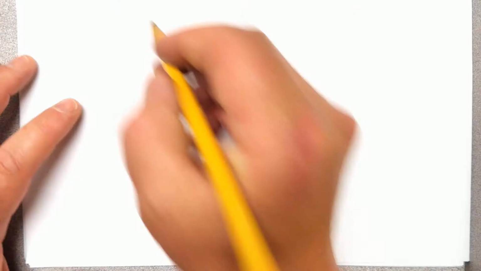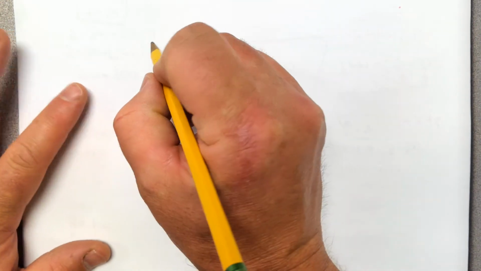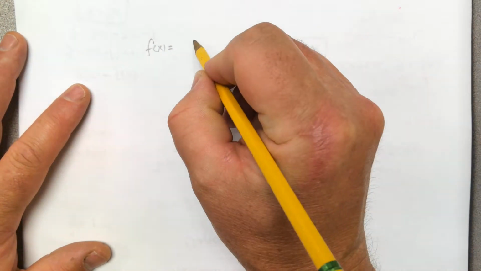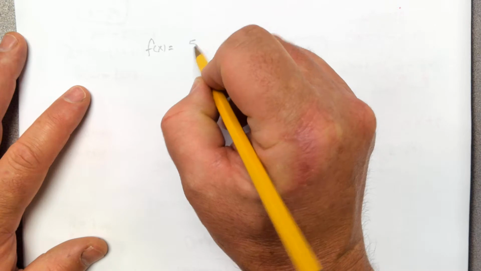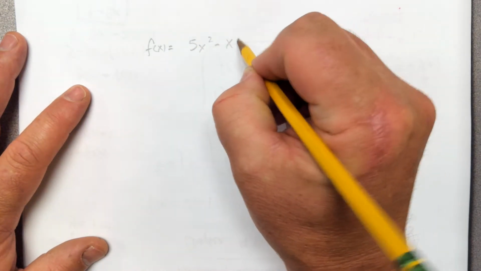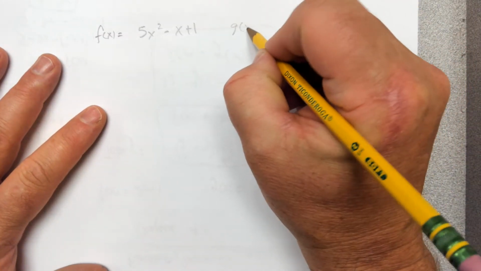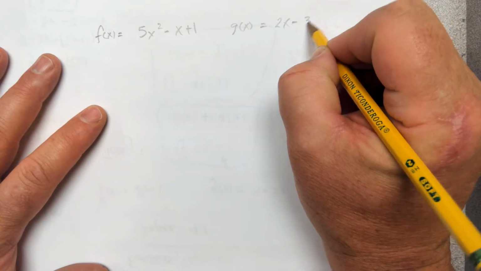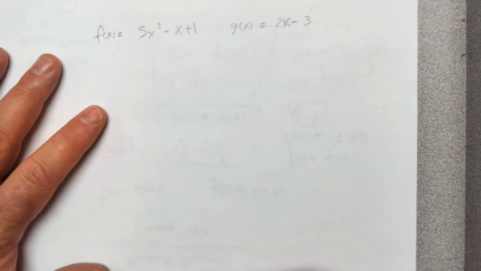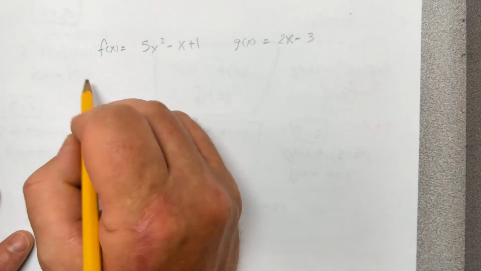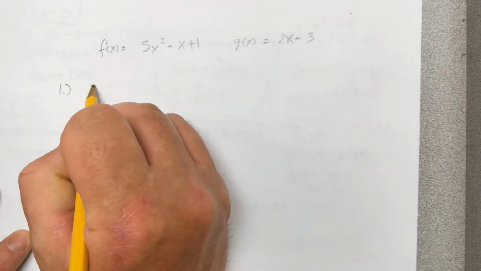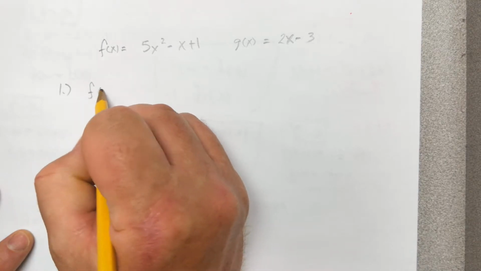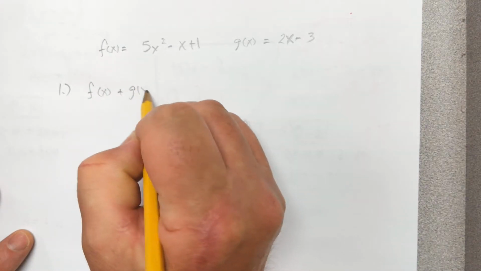Alright, so let's say we had f of x was, we'll make it a quadratic, so 5x squared minus x plus 1. And let's say g of x, let's make that easy, 2x minus 3. And so here, you try. I'll help you out if you need, but let's see if you can get it.